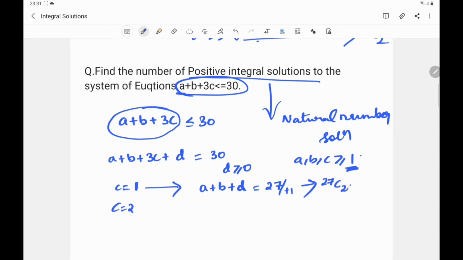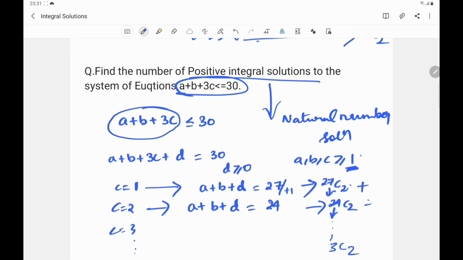Similarly, when C is equal to 2, A plus B plus D would be equal to 24. Here we are going to get 24 C2. Each one will reduce by 3. So it keeps on going for every value of C till 3 C2. If we add all these, we'll get the final number of positive integral solutions.